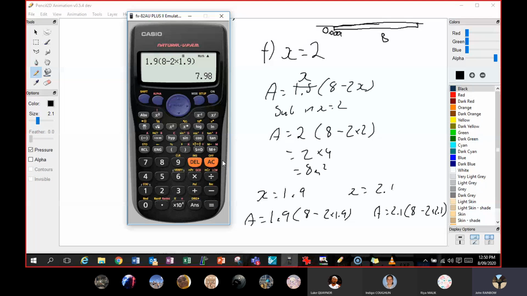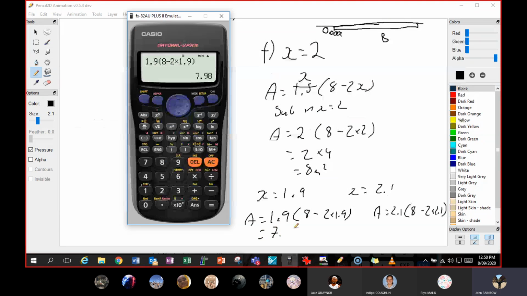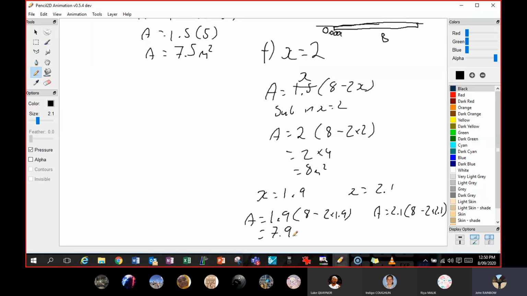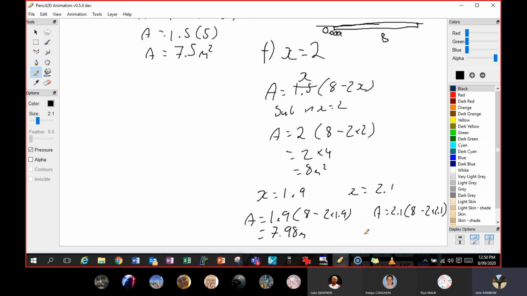They've got one exam that's non-calculator, and another one that is, and that one is typically longer. So that gives us 7.98 meters squared, right? And if we go slightly to the other side, let's change these numbers around: 2.1 multiplied by 8 minus 2 lots of 2.1. It also gives us 7.98. Interesting, it gives us the same number, meters squared. So what we've done is test either side of 2, and we can see that when we did 2, it gave us 8 meters squared. So that looks like it's going to be the highest. Well done.